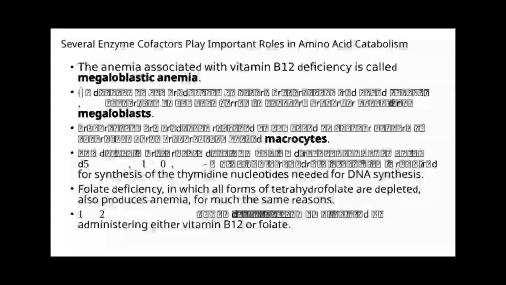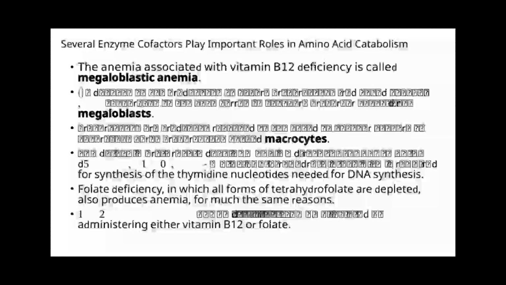The core issue here stems from a defect in erythrocyte development, which happens because of the depletion of a specific compound called N5,N10-methylenetetrahydrofolate. This molecule is essential for synthesizing thymidine nucleotides, which are vital for DNA replication. Interestingly, folate deficiency, where all forms of tetrahydrofolate are depleted, can cause a similar type of anemia for similar reasons. Both B12 deficiency and folate deficiency impair DNA synthesis in rapidly dividing cells like those in the bone marrow.